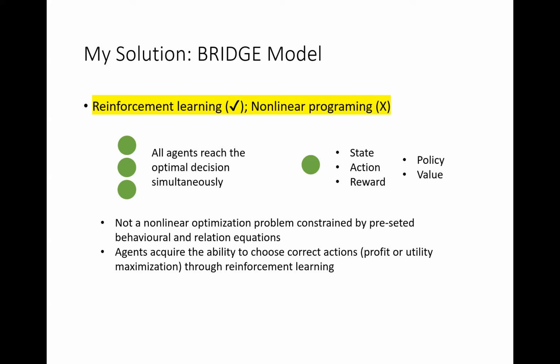And then, how can we reach the general equilibrium in this framework? As I said, nonlinear programming is very hard to solve. Now I want to use reinforcement learning to make the micro individuals have reasonable behavior in this model after multi-round learning. If we use nonlinear programming, we need to form a lot of equations and solve this equation system, where all agents reach the optimal decision simultaneously.